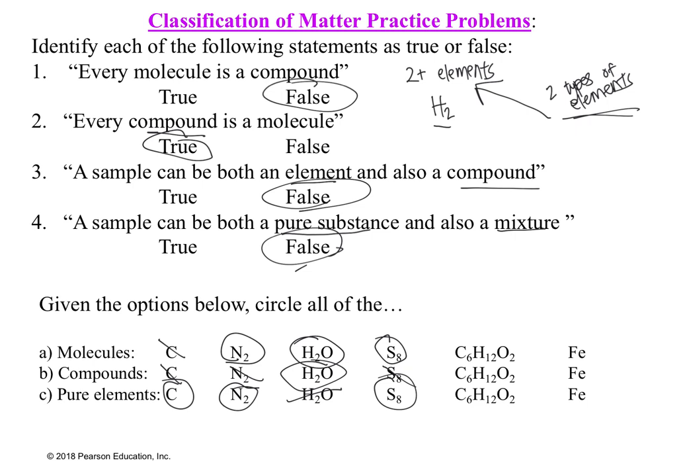C6H12O2, this is a molecule for sure. It has many atoms, and there's more than one type, so therefore it's a compound and not a pure element. And then Fe, iron, it is not a molecule. It's just one element, and therefore it's not a compound, so it's just an element.